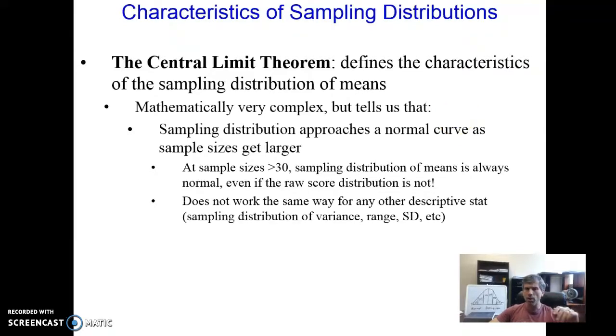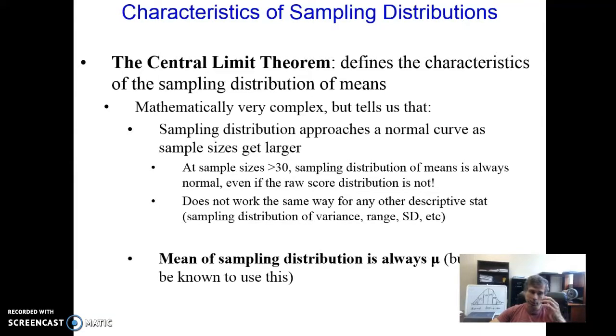It doesn't work the same way for any other descriptive statistic. We could make sampling distributions for all this other stuff. We're not going to. Sampling distribution of means is the one we're doing, and we know that it follows a normal curve with a sufficiently large sample size.